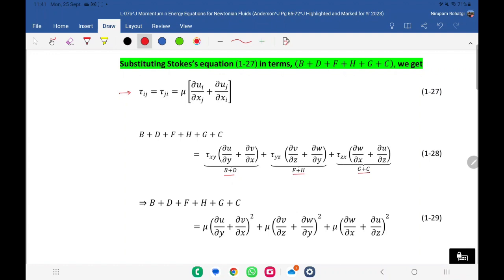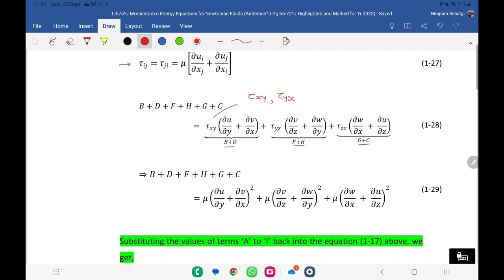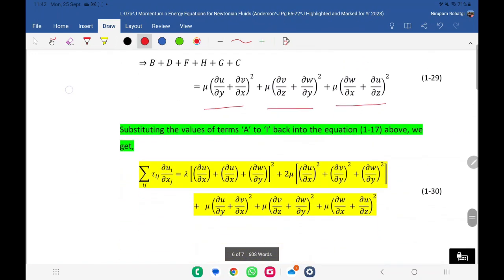Because what will be D here actually? Tau yx. So you have one term of tau xy, the second term of tau yx. You can combine them, you can get this. Now tau xy is actually mu into this only. So you get the square of this. So each term becomes mu into square of this, mu into square of this. So this is what you get.